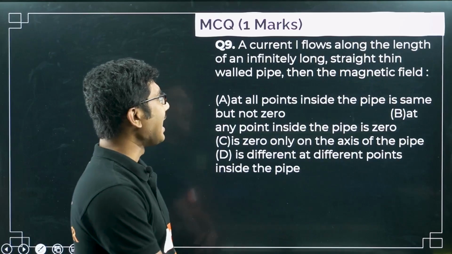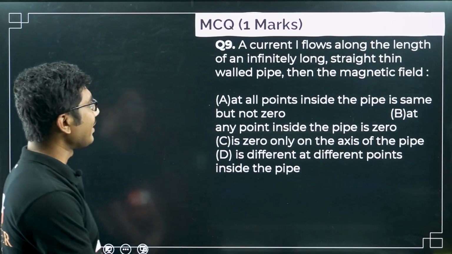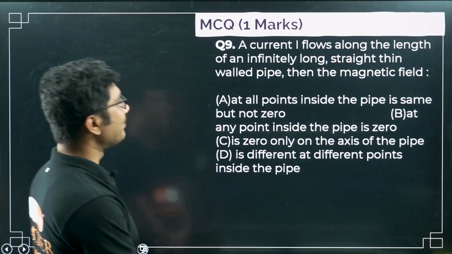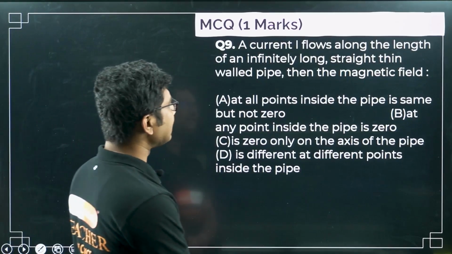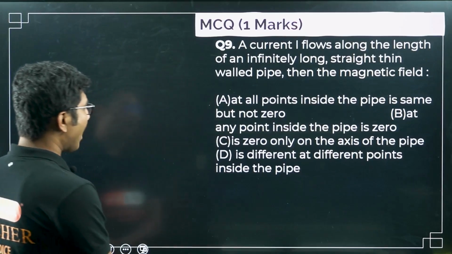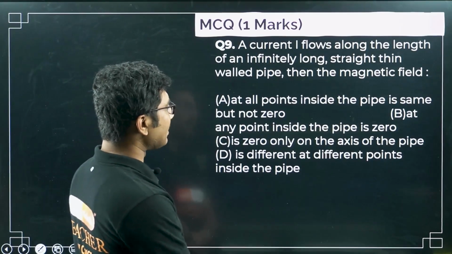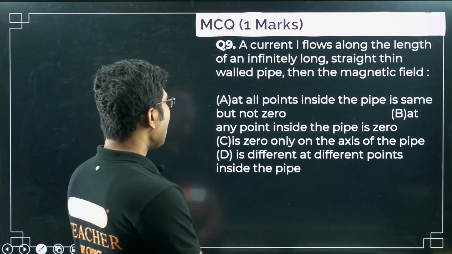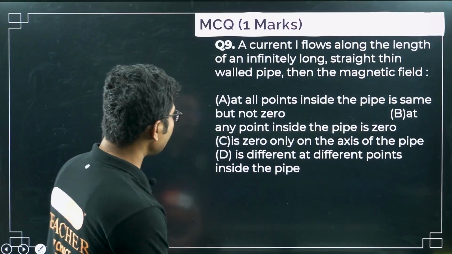Next, a current I flows along the length of an infinitely long, straight, thin-walled pipe. Then the magnetic field at all points inside the pipe is: A, same but not 0. B, at any point inside the pipe is 0. C, 0 only on the axis of the pipe. D, different at different points inside the pipe.